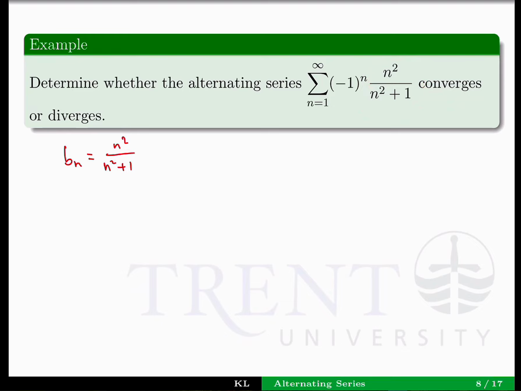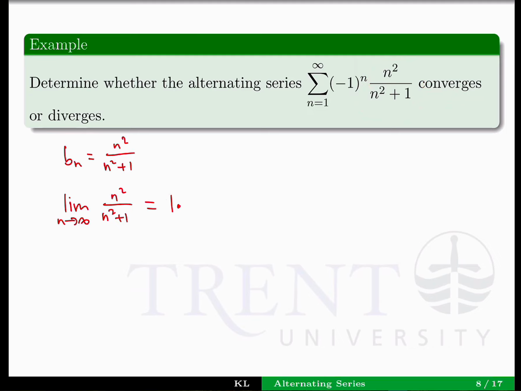If you look at the second condition, you want the limit of bn to go to 0. But in here, the limit of n squared over n squared plus 1, as n approaches infinity, is equal to 1. So it already fails the second condition, so you cannot actually use the alternating series test because one of the hypotheses already fails.